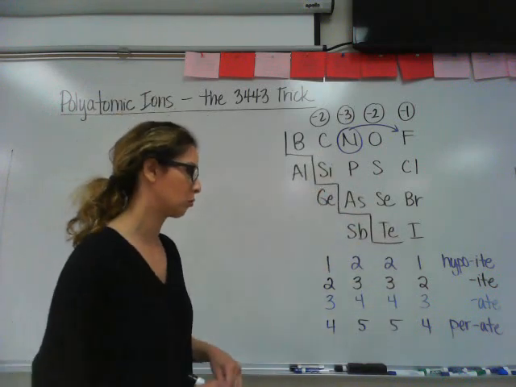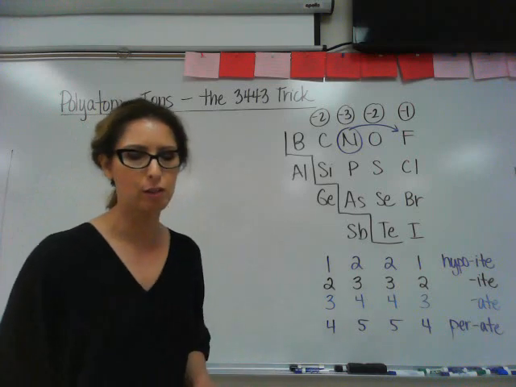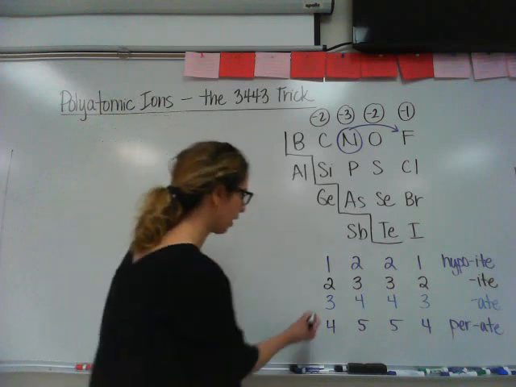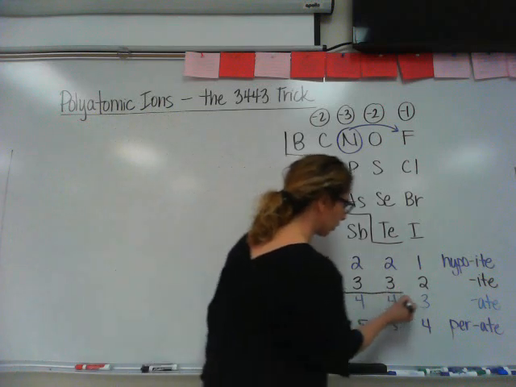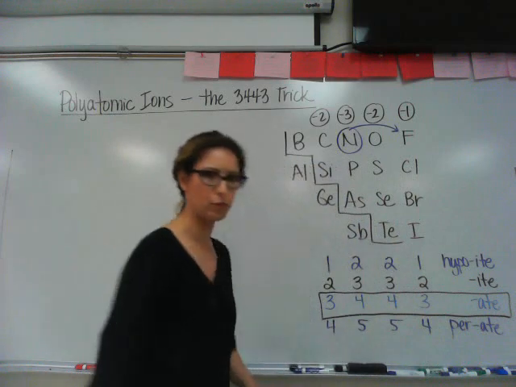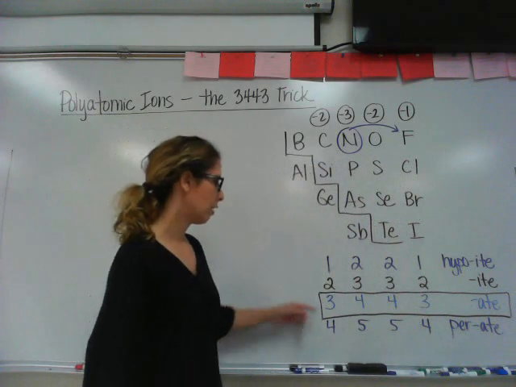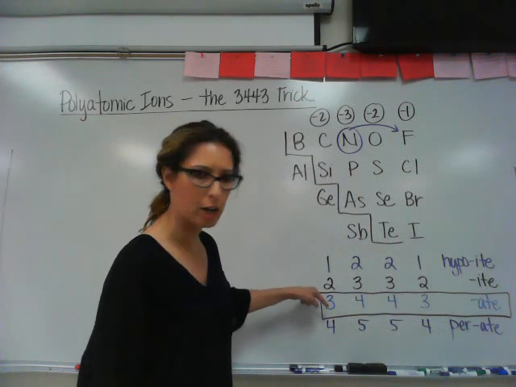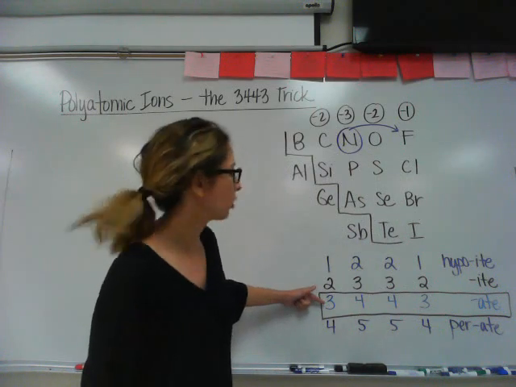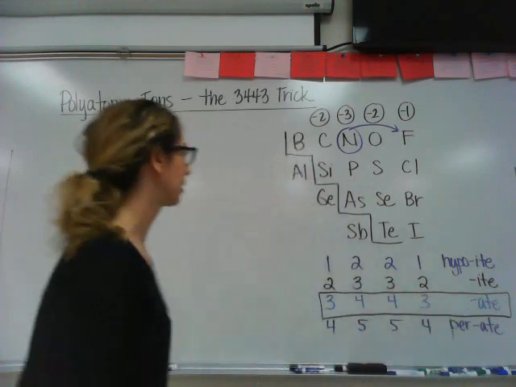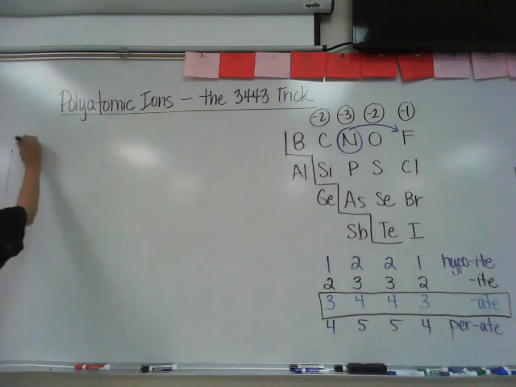You don't have to really memorize all of these polyatomic ions because you can use this trick. So I'm going to go ahead and start out with the 3, 4, 4, 3 row of numbers. So what does this mean? These numbers are the subscript on the oxygen, or the number of oxygen attached to the nonmetal above them when they end in -ate.